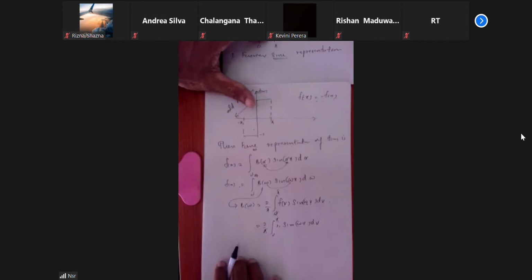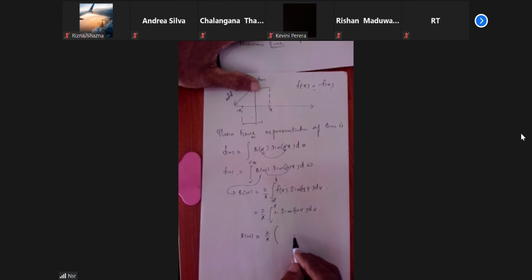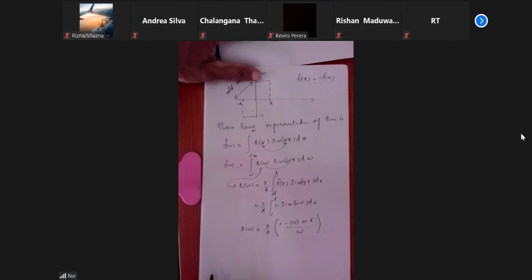I think now we can simplify. Let me know the answer for this value. 2 divided by 5, what is the answer? 2 divided by 5 omega times 1 minus cos omega 5, so 1 minus cos omega 5 divided by omega. Correct, good. So this is the integral coefficient.